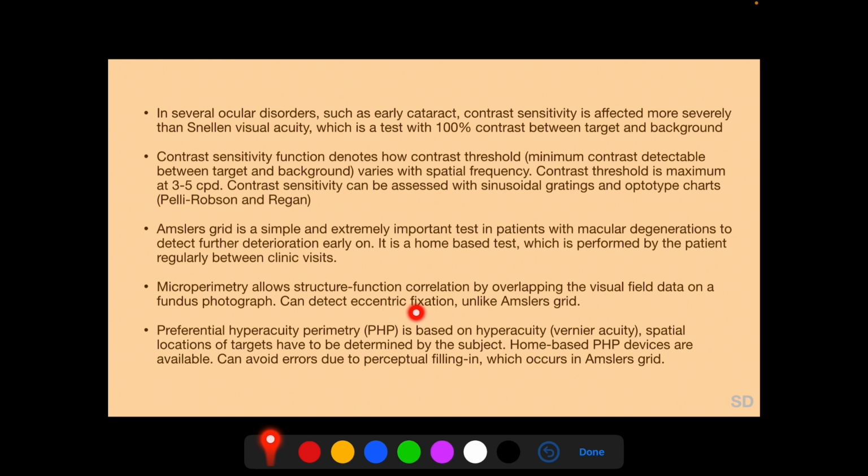Microperimetry can detect eccentric fixation, which Amsler's grid cannot. Preferential hyperacuity perimetry is based on hyperacuity or vernier acuity testing, in which spatial locations of targets have to be determined by the subject. Home-based PHP devices are available, and PHP can avoid errors due to perceptual filling in, which occurs with Amsler's grid.